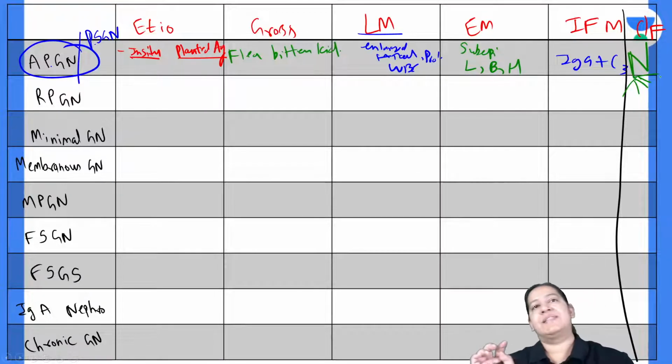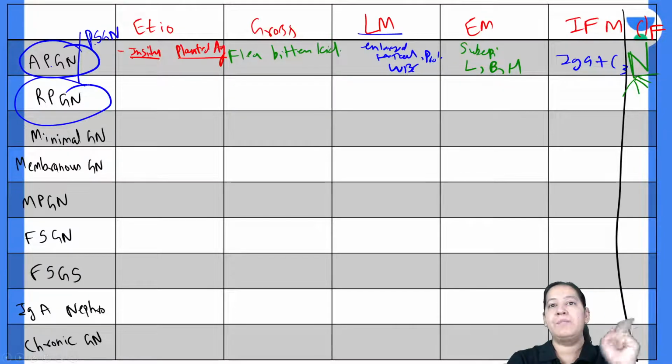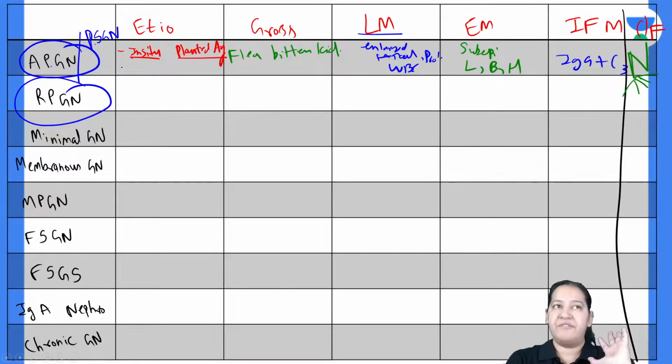Yeah. So that's it. We have completed the first type of glomerulonephritis. Let me come to the second type, that is RPGN, rapidly progressive glomerulonephritis, right? Before that, there are a few polls, a few MCQs. I will teach you all 9 types of glomerulonephritis one by one.